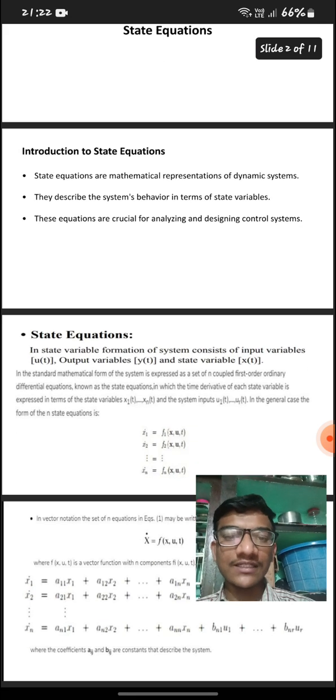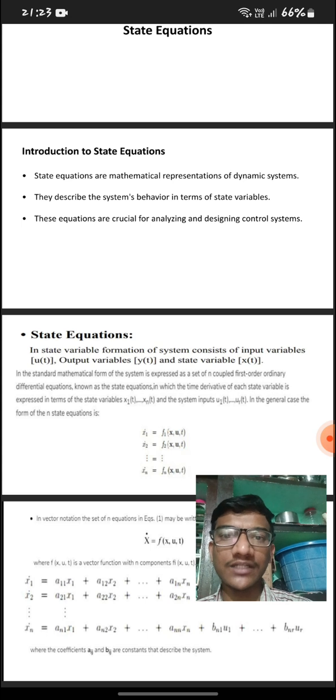First, we can see the introduction to state equations. State equations are mathematical representations of dynamic systems. They describe the system's behavior in terms of state variables. These equations are crucial for analyzing and designing control systems.